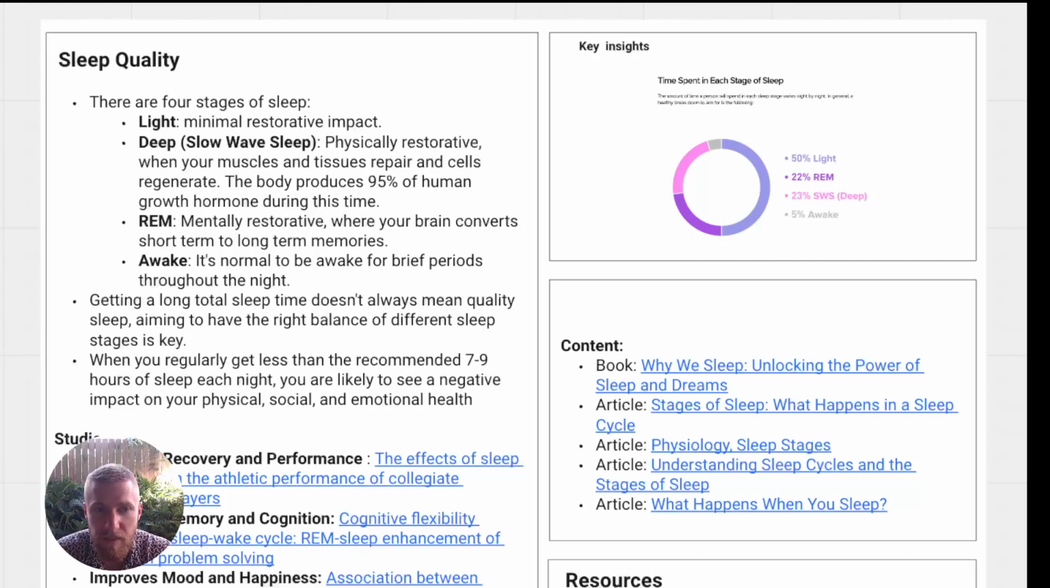Then REM sleep is the next stage in the cycle, and it's a little bit different. This is for your mentally restorative processes, things like your brain converting short-term to long-term memories. You're typically going to get very small amounts of REM sleep in the initial sleep cycles, and it won't be until the middle to end of your sleep period, as you get closer to waking up, that you get the most amount of your REM sleep. And then there's always short amounts of wakefulness throughout the night as well.